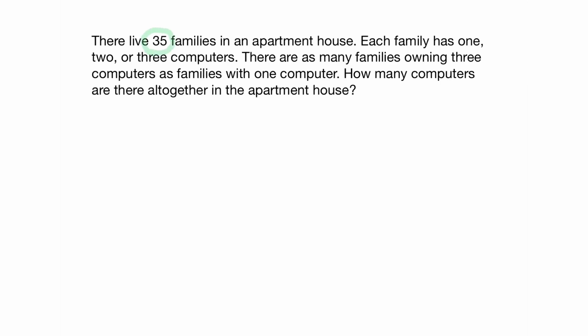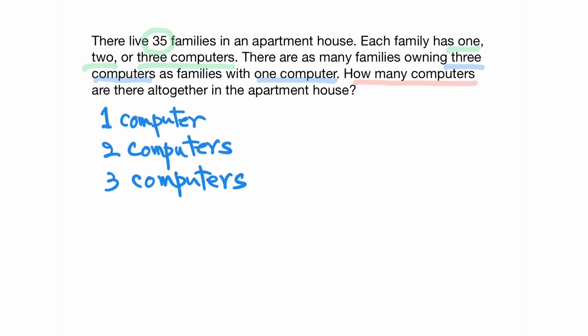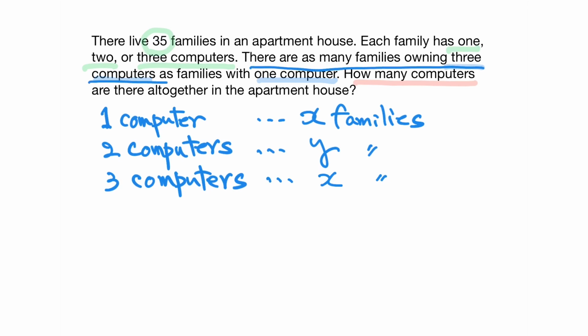There live 35 families in an apartment house. Each family has 1, 2, or 3 computers. There are as many families owning 3 computers as families with 1 computer. How many computers are there altogether in the apartment house? 1 computer, x families. 2 computers, y families. And 3 computers, x families.